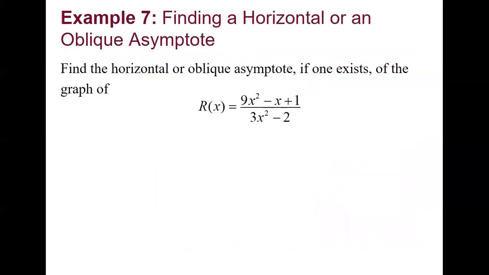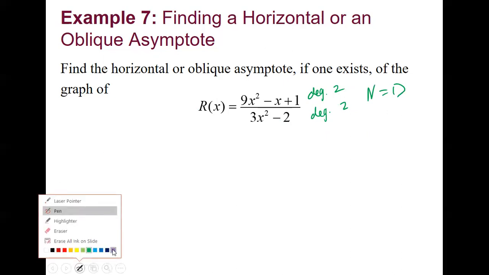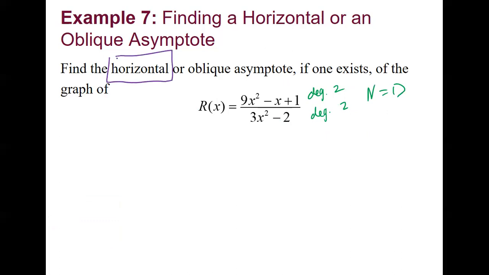All right, let's talk about this guy. Example 7, determining whether it's a horizontal or oblique asymptote. So we have 9x squared minus x plus 1 divided by 3x squared minus 2. What is the degree of the numerator? 2. What is the degree of the denominator? 2. And so the numerator degree equals the denominator degree. What does that mean? Glad you asked. Good job. It means that we have a horizontal asymptote.